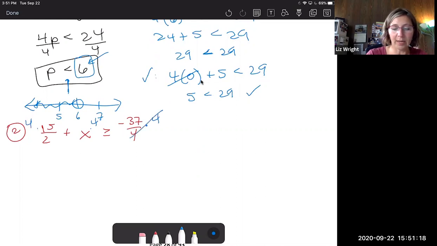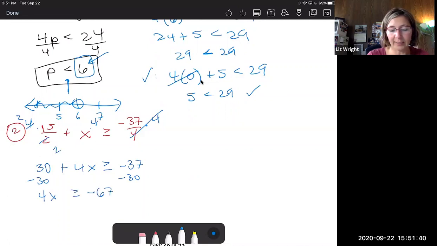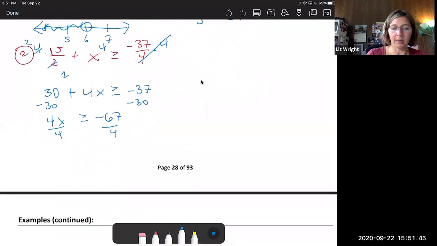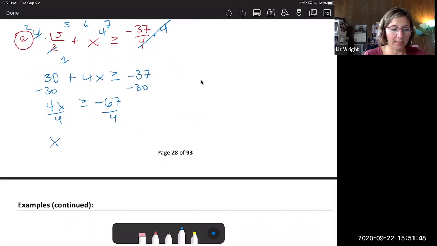So the 4s are going to cancel out. Here, this is going to be a 1. This is going to be a 2. So then I've got 30 plus 4x, which is going to be greater than or equal to negative 37. I'm going to subtract 30 from both sides. And then I've got 4x, which is going to be greater than or equal to negative 67. I'm going to divide both sides by 4. And x is going to be greater than or equal to negative 67 fourths.